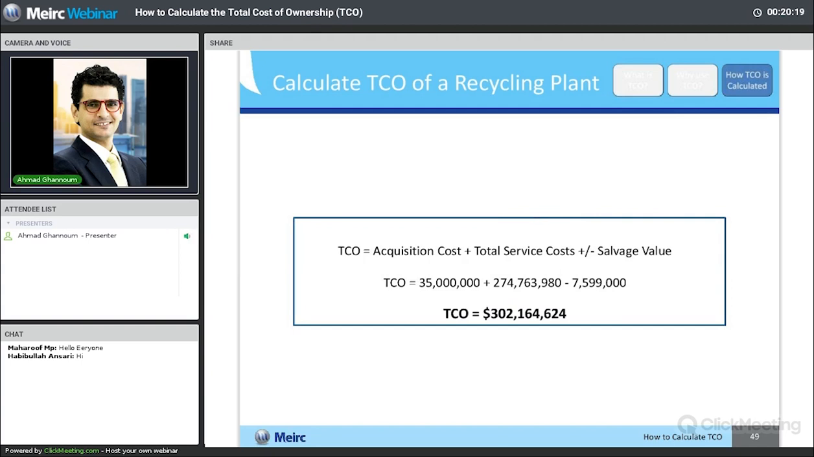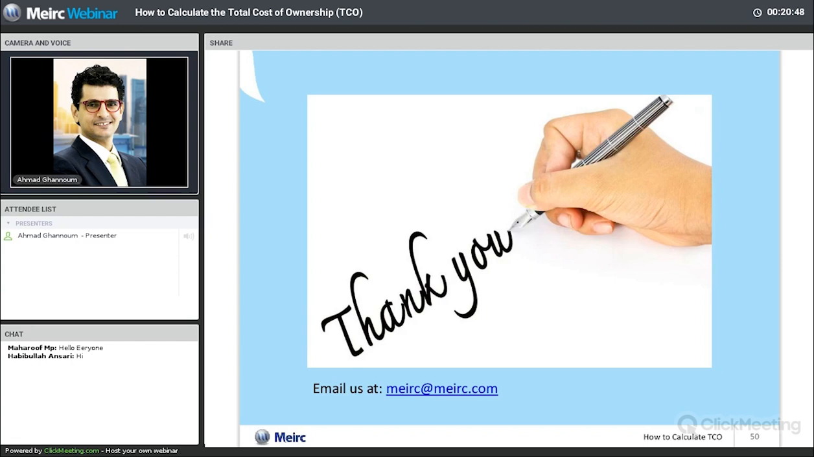And of course, we see now that our original $35 million investment, the acquisition cost for this asset, but my actual total cost of ownership is almost 9 times more than that, at $302,164,624. So having calculated the TCO, we are now in a much better position to make a decision on this investment.